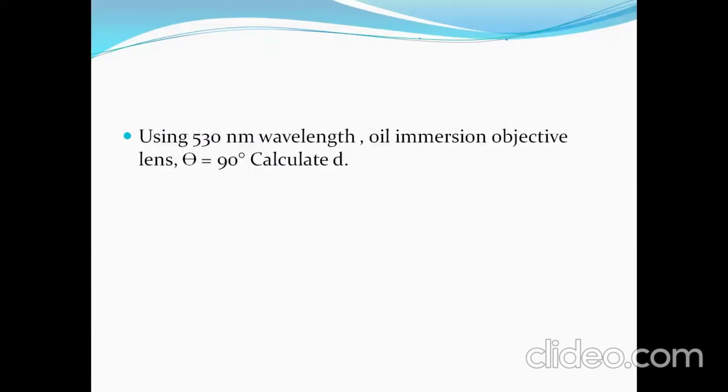Next, just calculate this one, using 530 nanometer blue region light and an oil immersion objective having a refractive index of 1.25, and taking theta as 90 degrees, that is, sin 90 degrees is 1. If you calculate this, we get the value of 212 nanometer or 0.2 micrometer. This is the limit of any light microscope. Any light microscope can maximally separate 2 points which are 212 nanometer or 0.2 micrometer apart.